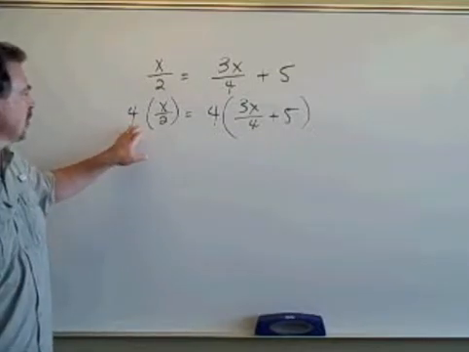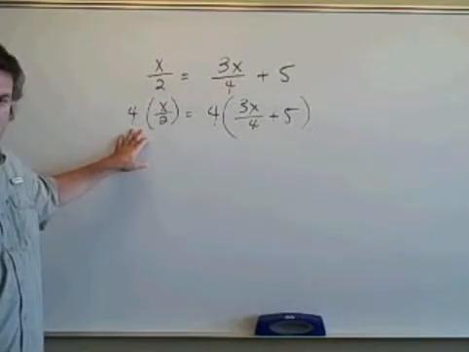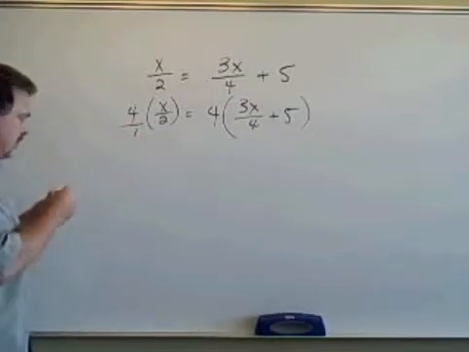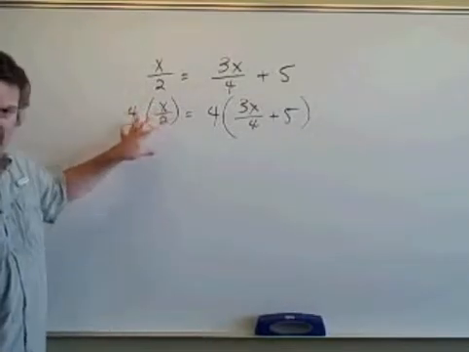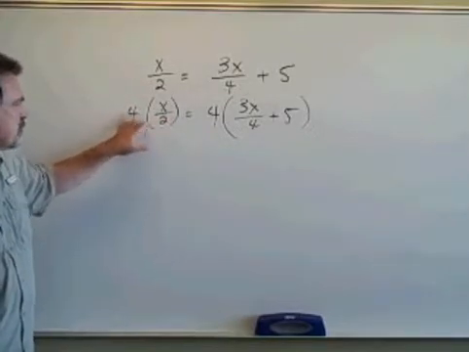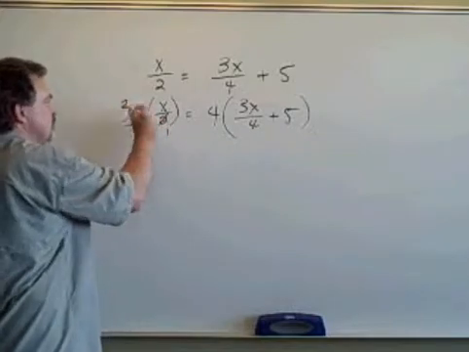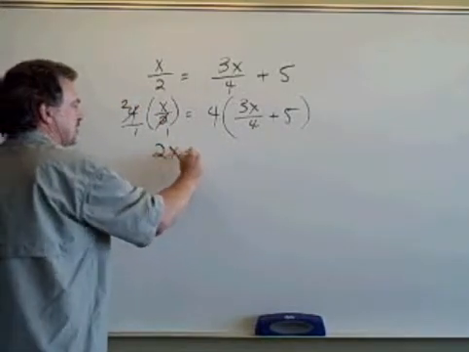Now, look what happens when I multiply this fraction by 4. Remember, that's like multiplying by 4 over 1. And aren't you going to be able to do some canceling there? The 2 will go into the 4 2 times, leaving us 2 to be multiplied by x.